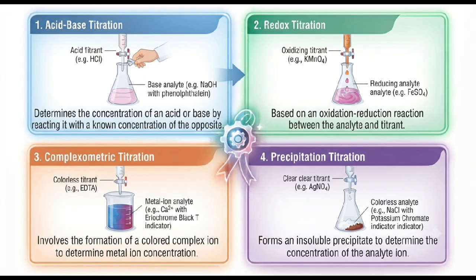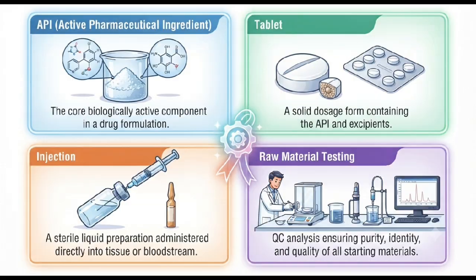Types of titration. The major types of titration include acid-base titration, redox titration, precipitation titration, and complexometric titration. Acid-base titration involves proton transfer reaction. Redox titration involves oxidation and reduction. Precipitation titration forms an insoluble precipitate, while complexometric titration commonly involves complex formation between a metal ion and a ligand such as EDTA.